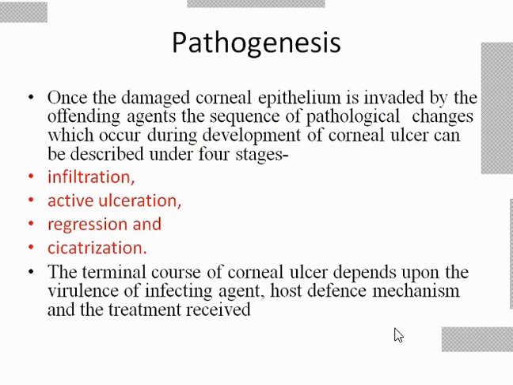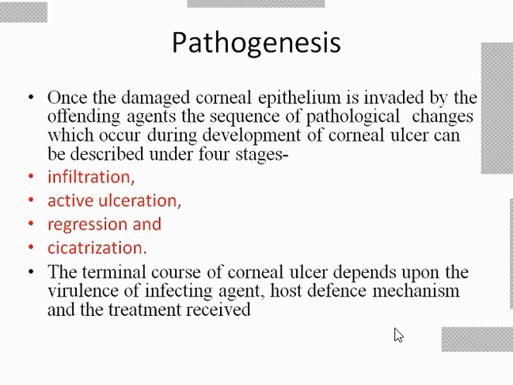So these are the different stages of corneal ulcer: infiltration, stage of active ulceration, regression and cicatrization. Infiltration is that wherever there is a breach in the corneal epithelium, the organisms will go there and get stuck. This will produce a leukocytic infiltration around that, which you see as a grayish white shadow around the ulcer. It's called the infiltration stage, and then there is active ulceration.